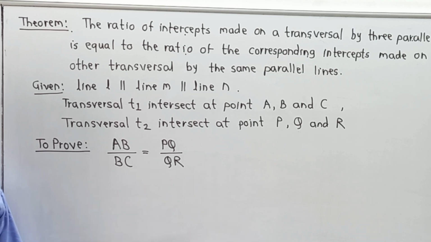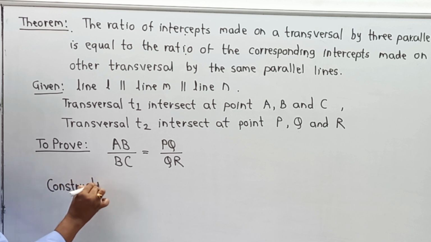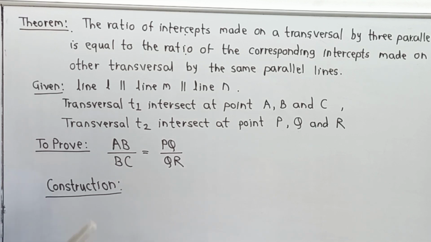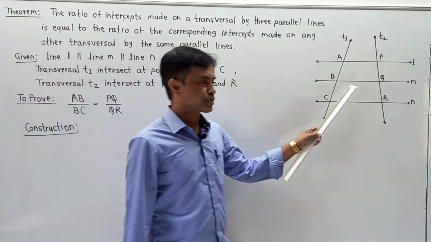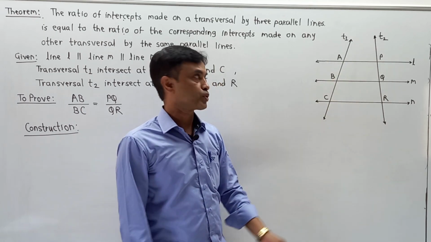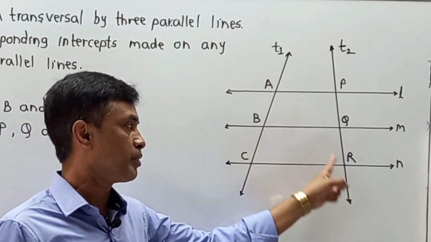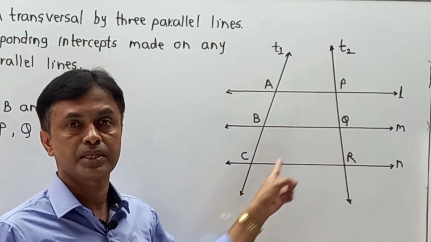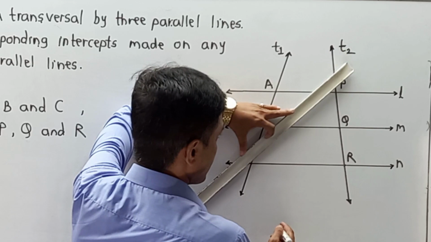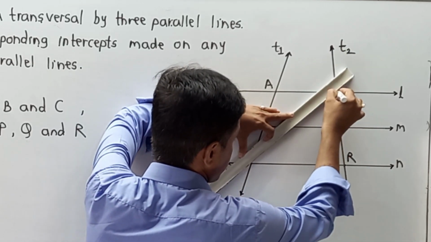Now when you are going to understand the proof, it is nothing but a slight modification of the basic proportionality theorem. For that part, we have to do one structural modification called construction. Now, this construction that we are going to make in the main diagram, observe the diagram carefully. First transversal is T1, second transversal is T2. You have two choices. Either you can join A with R, or also you can join C with P. I am going to follow the instruction given in the book, and here we are going to join P with C or C with P.